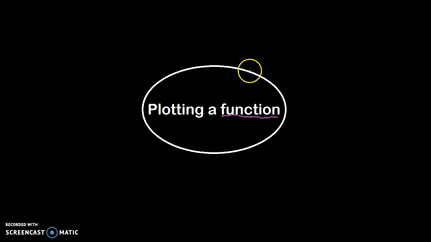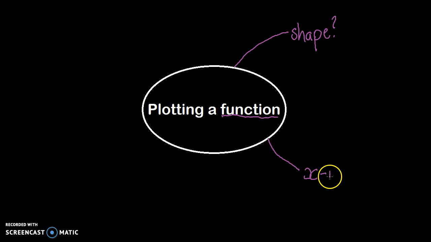So when we plot a function, we first need to determine the shape. What kind of shape is it? Is it going to be a straight line? Is it going to be a parabola? Is it going to be a hyperbola or an exponential graph? After we've done that, then we need to do our x-intercepts and our y-intercepts.